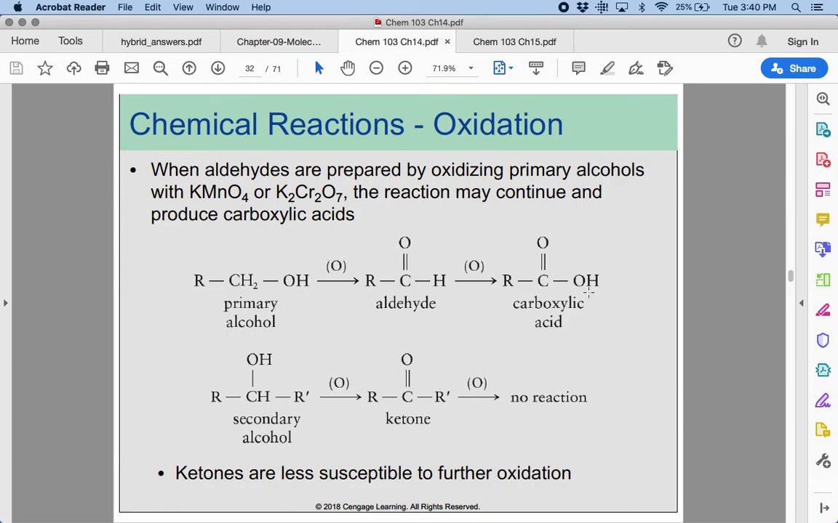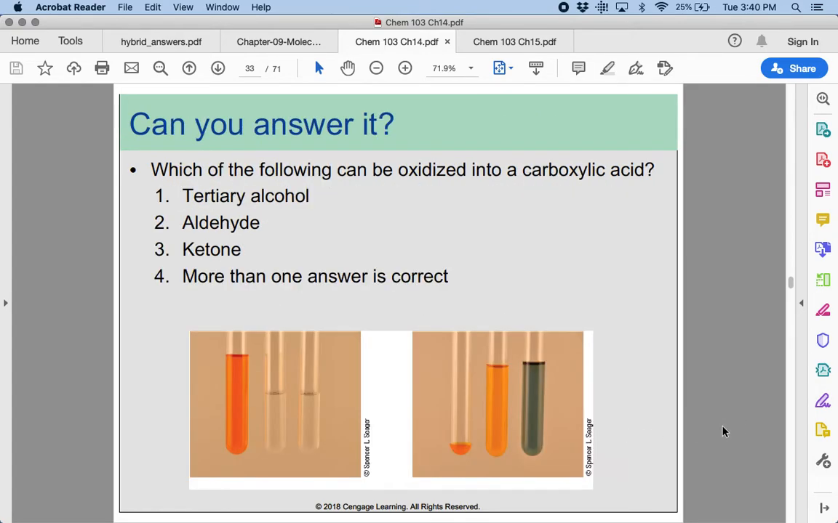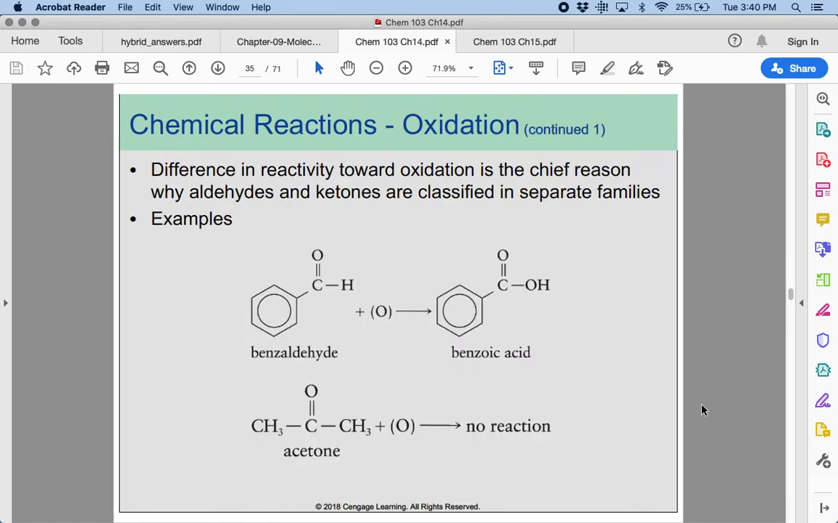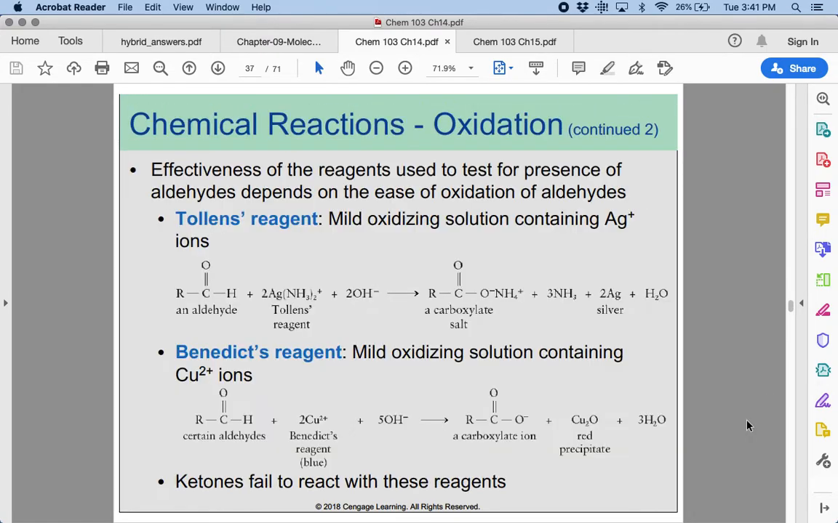Remember, aldehydes can be further oxidized into carboxylic acids. Ketones, on the other hand, cannot. Aldehydes are the functional group that can be further oxidized to carboxylic acids. So the difference in reactivity towards oxidation is the main reason why aldehydes and ketones are in separate families. Because aldehydes can further oxidize into carboxylic acids, that's why they're in their own group and not lumped in with the ketones.